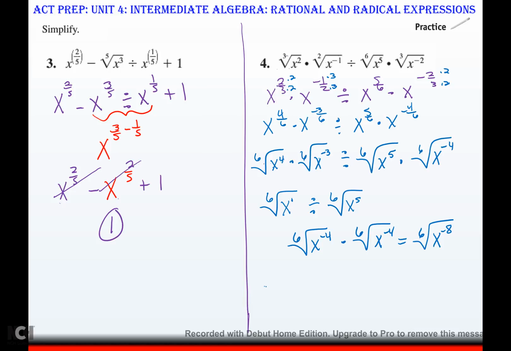Okay, so now if I get out of radical, that's going to be x to the negative 8 over 6, which is x to the negative 4 thirds, which is 1 over x to the 4 thirds. That is what the book got. But if you did this in rational exponent form, you'll get 1. And I think that the answer is just as correct, actually.